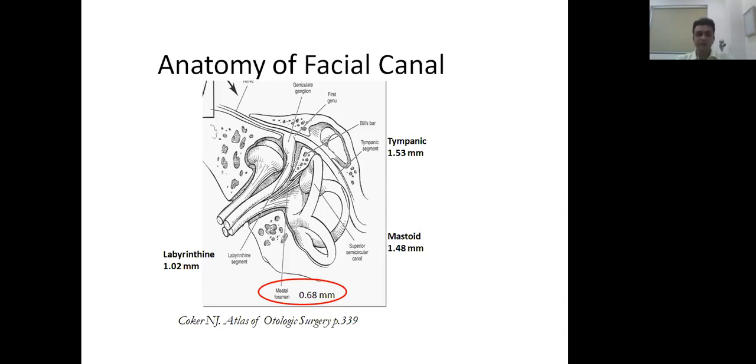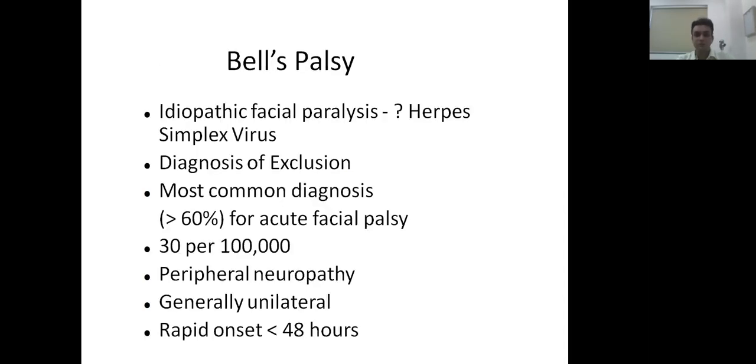Okay, this diagram is only to show you the labyrinthine portion of the nerve. Okay, so now we'll see some of the clinical problems with the facial nerve. So Bell's palsy is known as when there is an idiopathic facial nerve dysfunction. Generally, it is very rapid onset and it is complete type of paralysis.